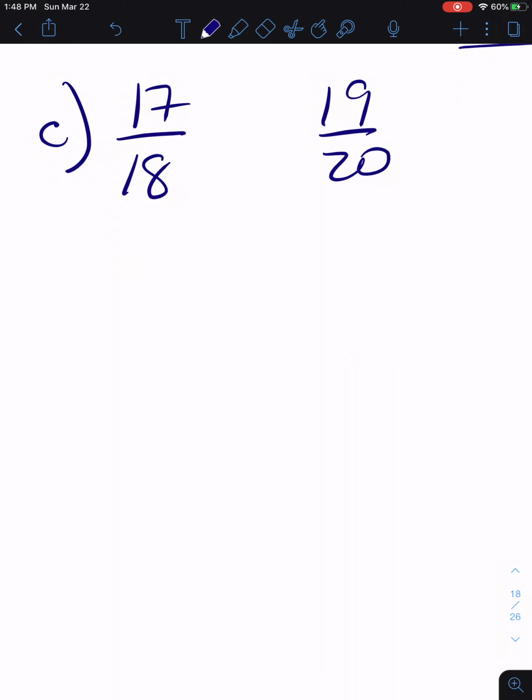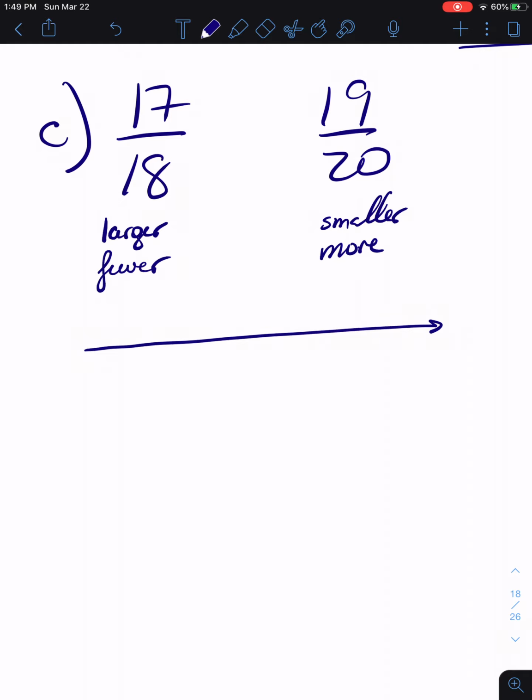17/18ths, so 18ths are larger, and there are fewer of them. And 20ths are smaller, but we have more of them. Again, we're in that situation that we're not quite sure. It depends on how much larger and how many fewer we have, but this isn't enough information for us to compare. So let's see if we can make sense of the numbers.